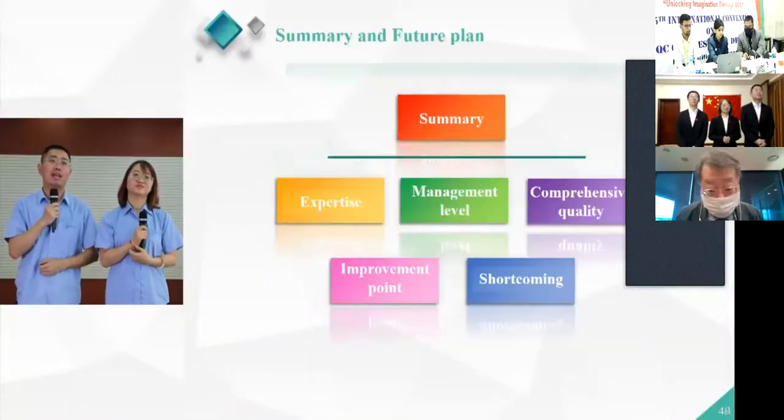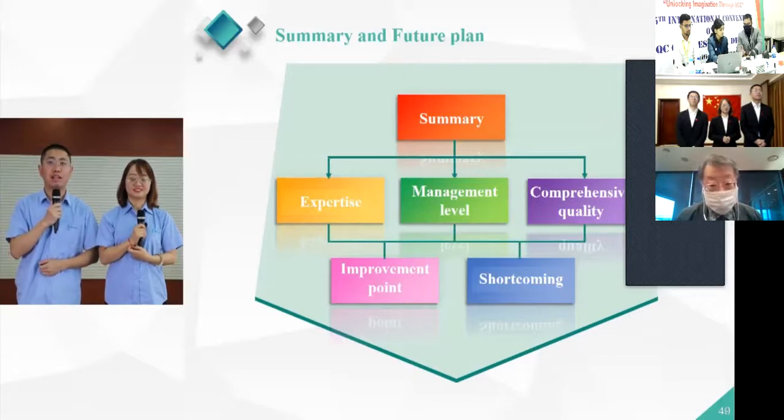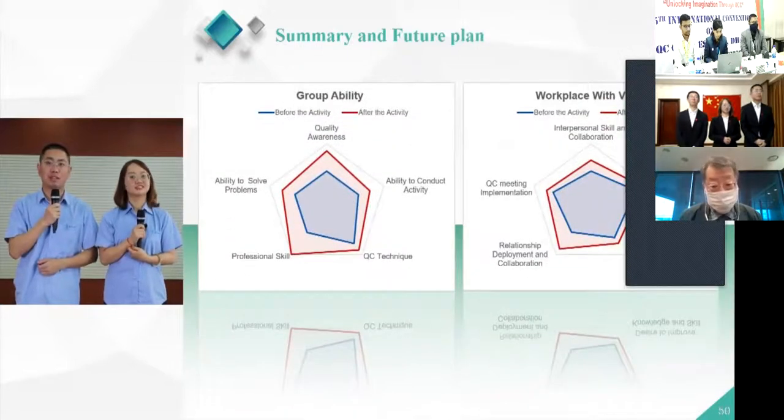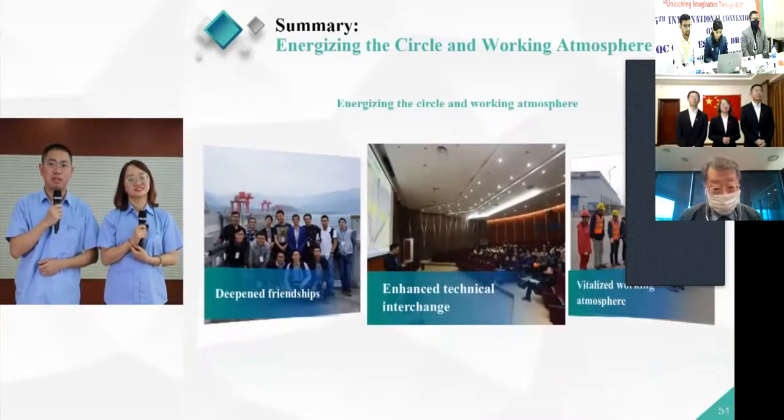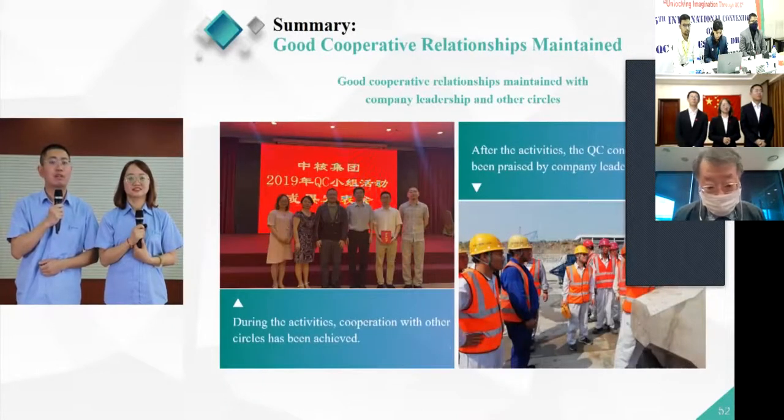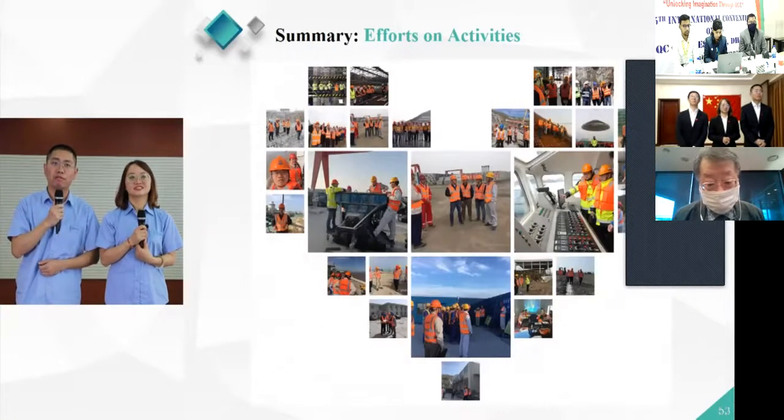Don't forget the last part, summary and plan forward. We identified the improvements and weaknesses by assessing professional knowledge, management skills, and comprehensive quality. From the grades comparison for the group ability and the working atmosphere, you can tell that the ability of the group is elevated. We deepened friendships, enhanced technical interchange, and vitalized working atmosphere. Through this project, we also harvest closer communication with and common appraisal from our peers. The hard-won findings and approval gained make our delicate work worthy.